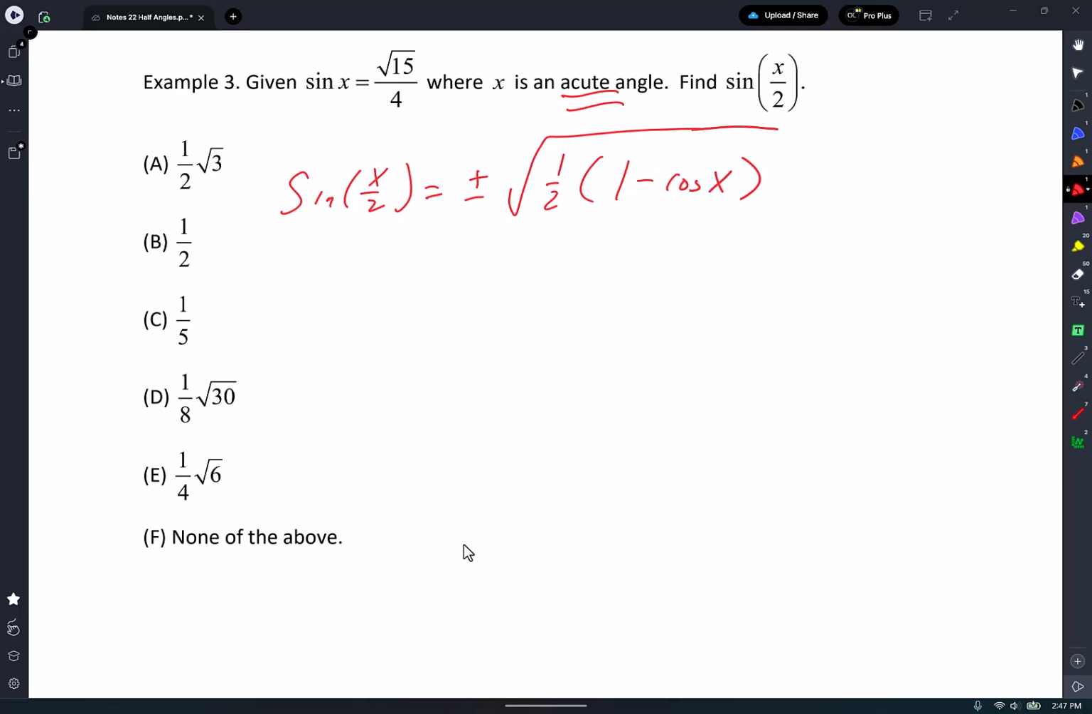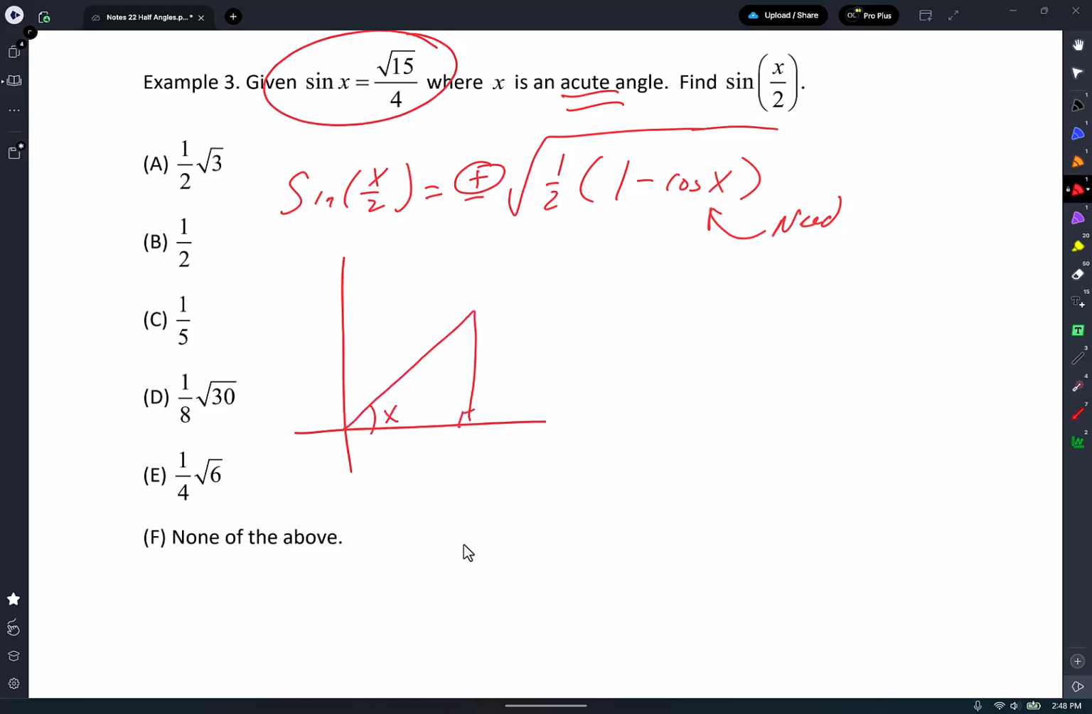You don't care about the plus minus. We already know it's going to have to be what? Positive. So just circle the positive or just write positive from now on. So here we go. I need cosine x. So I take this guy and I draw a reference triangle in the first quadrant.